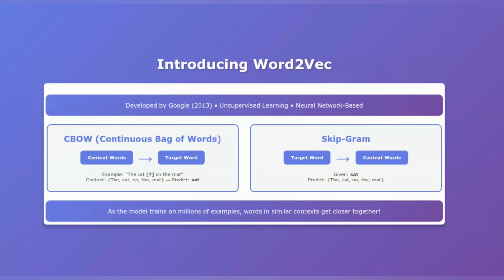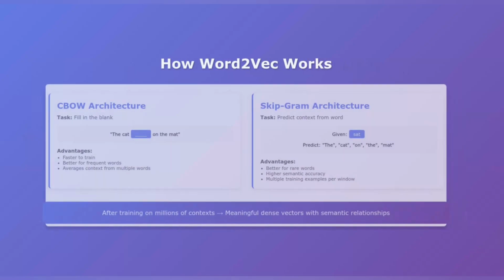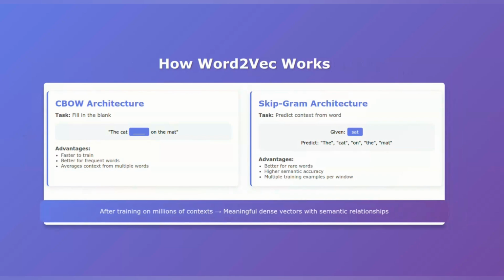Now, here's the key. As the model trains on millions and millions of these examples, it adjusts the word vectors so that words appearing in similar contexts get closer and closer together. That's how it learns meaning. Let me break down exactly how each architecture works. With CBOW, you're essentially playing a fill-in-the-blank game. The model sees the cat blank on the mat, and it needs to predict sat.